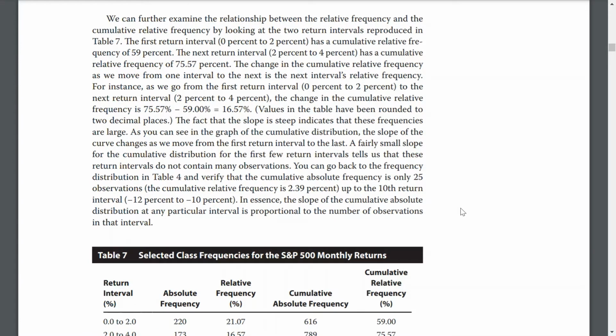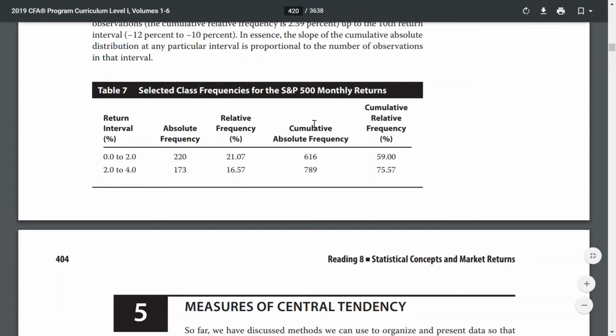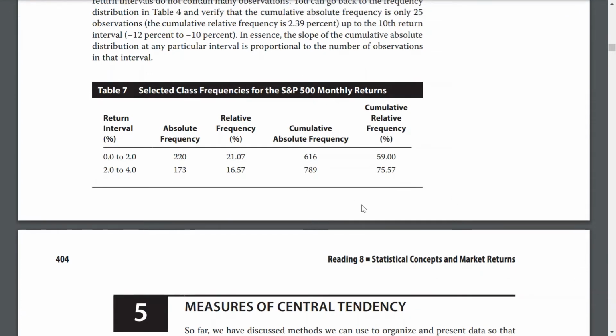In essence, the slope of the cumulative absolute distribution of any particular interval is proportional to the number of observations in their interval. Table 7 shows selected class frequencies for the S&P 500 monthly returns. A return interval of 2 to 4, for example, has an absolute frequency of this much, a relative frequency of this many percent, and a cumulative frequency of this. Okay, so that should not be too hard.